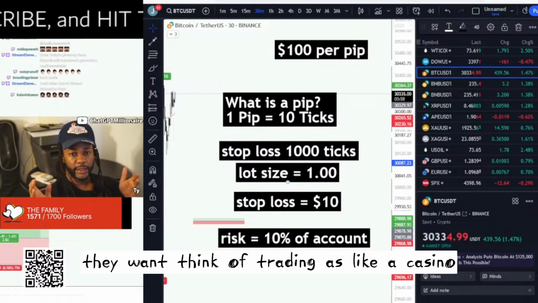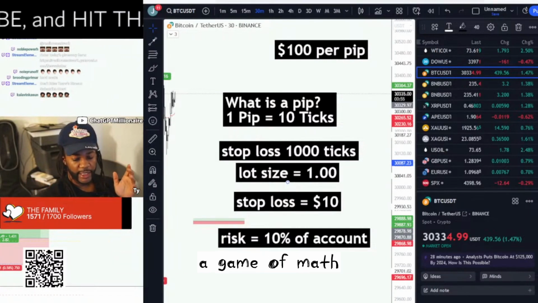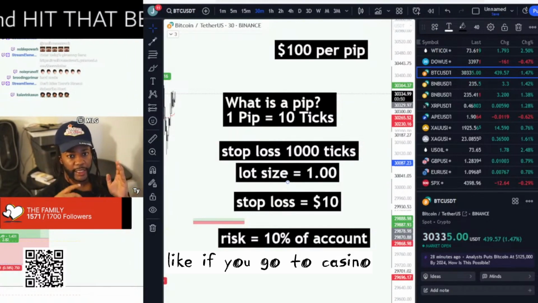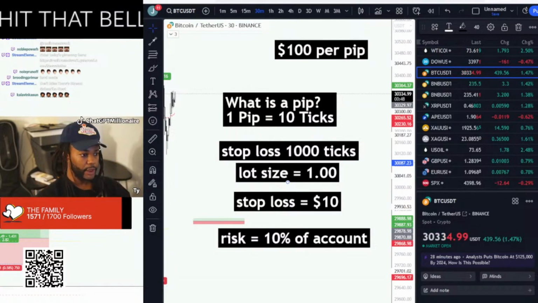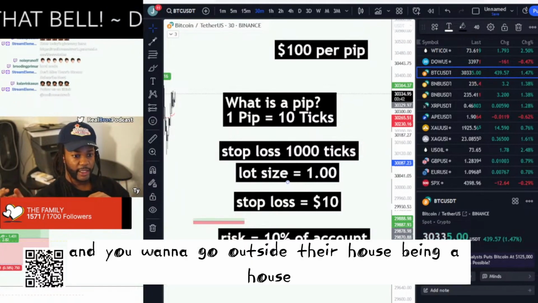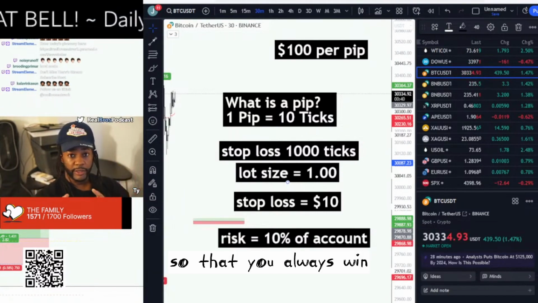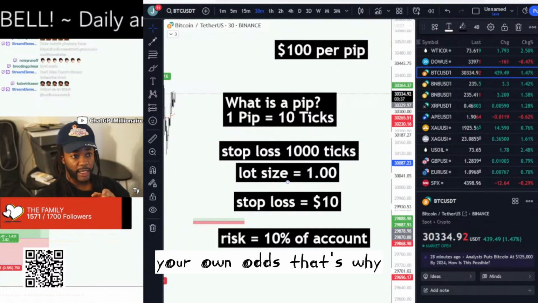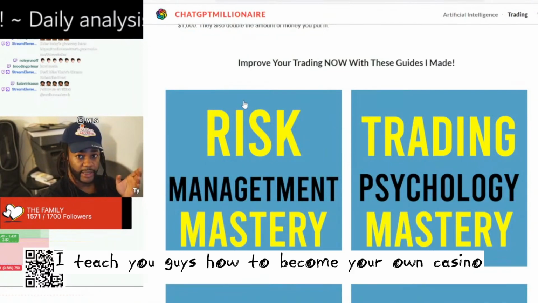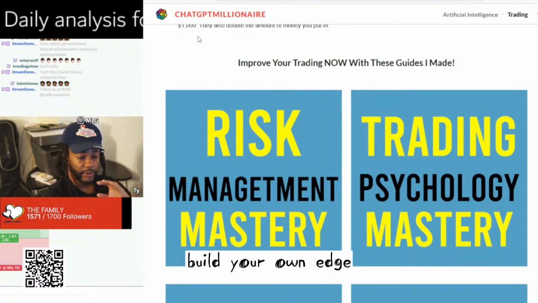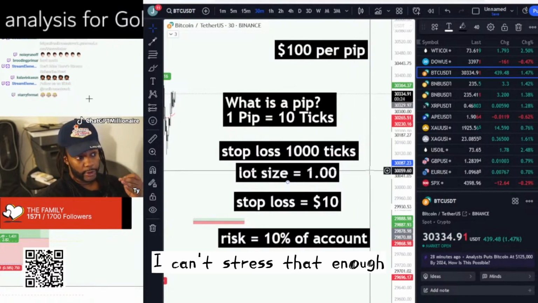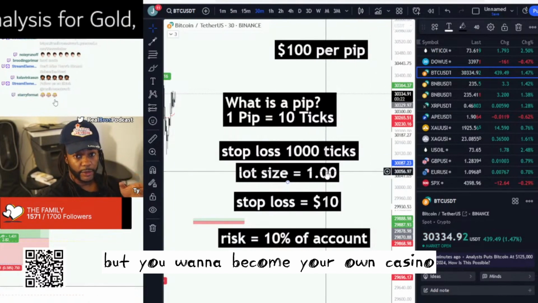Think of trading as like a casino. It's a game of odds, a game of math, and these people want to take your money. The house always wins. Like, if you go to a casino, the house always wins. So now you want to become a house. You want to become your own house, your own casino, and you want to go inside their house, being a house, so that you always win. So you want to create your own edge, your own odds. That's why over here in the risk management mastery, I teach you guys how to become your own casino, beat your odds, build your own edge, and everything. It's very important to know. I can't stress that enough, but you want to become your own casino.